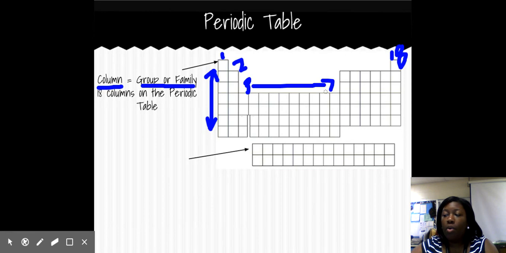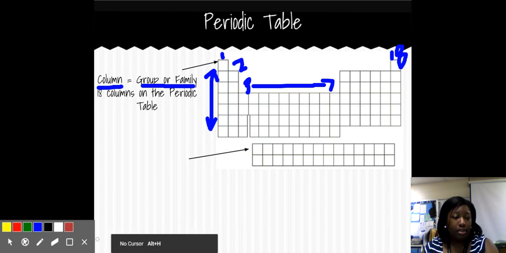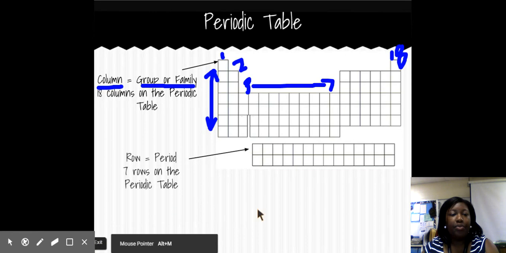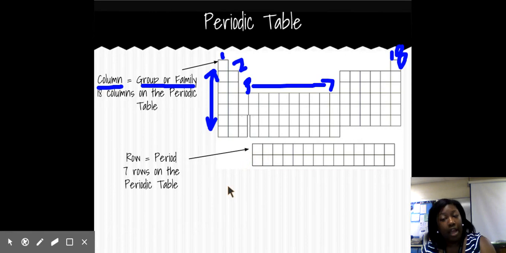So if we were to talk about the rows, they're also called periods. Okay, so the rows are periods, and they go obviously from left to right. So on a test or a quiz, if I asked you a column on a periodic table is called what, you would tell me a group or a family. If I asked you a row on the periodic table, you would say period.